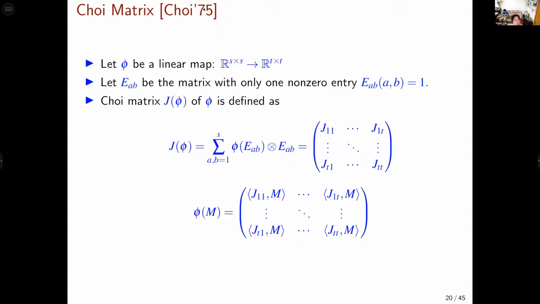To prove this, we need the definition of the Choi matrix. For any linear map phi, not only completely positive maps, we can define the Choi matrix G_phi of it. We use the special matrix E_ab, which has only one non-zero entry. G_phi can be defined by this representation, and phi(M) equals the matrix whose ij entry is the inner product of G_ij and M.